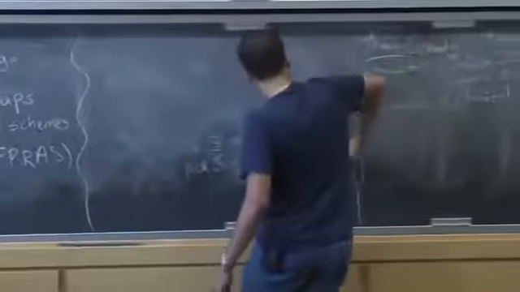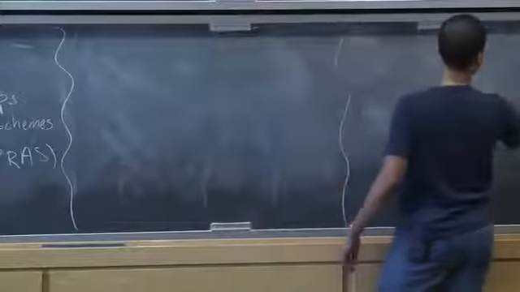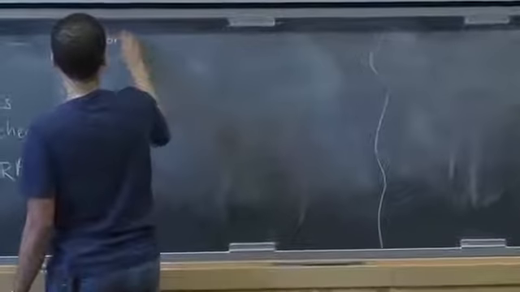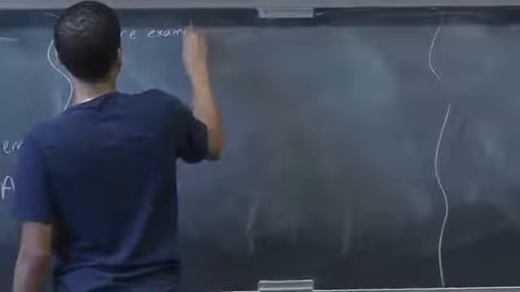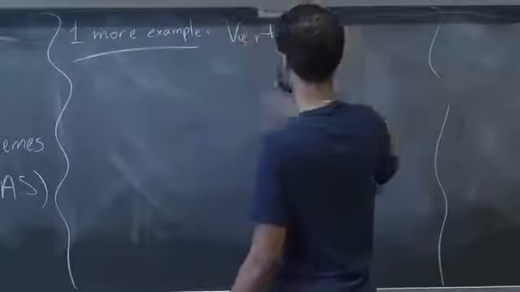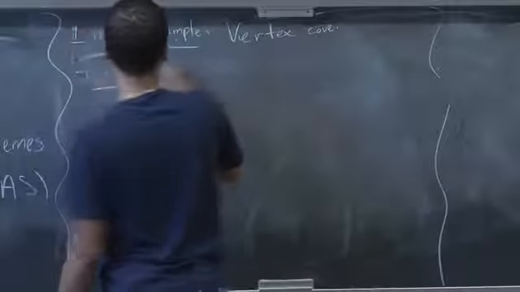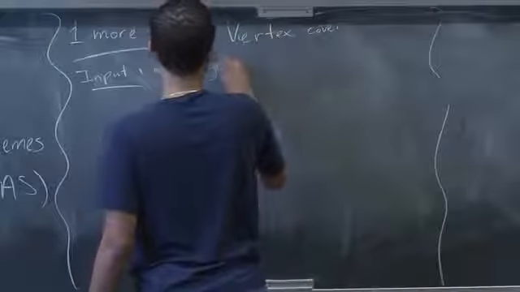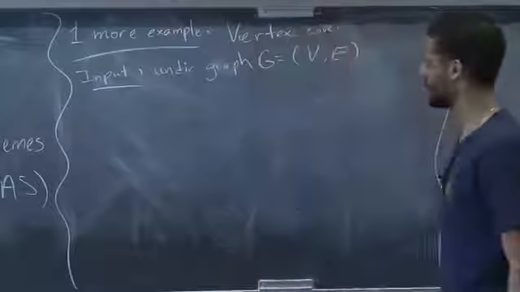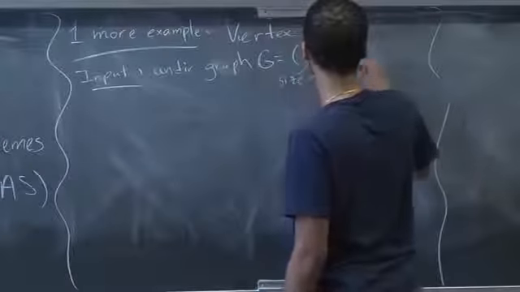I'll do just one more, an even shorter one. Vertex cover. The input is an undirected graph G equals (V, E). I'll say V has size n, and E has size m.